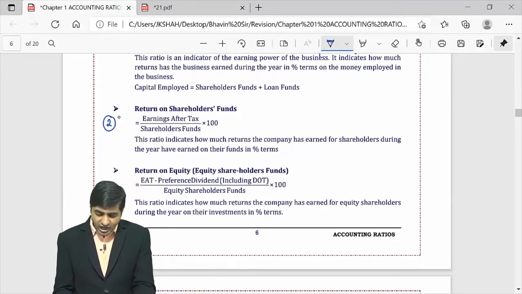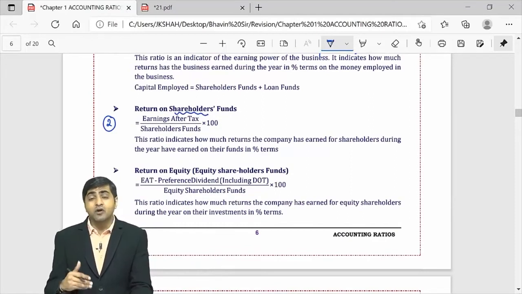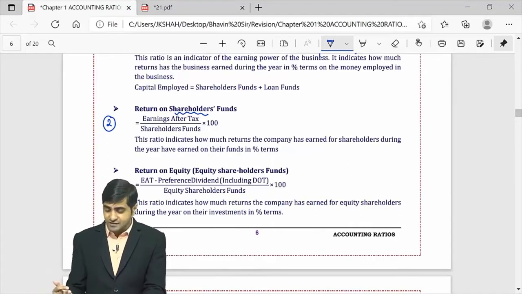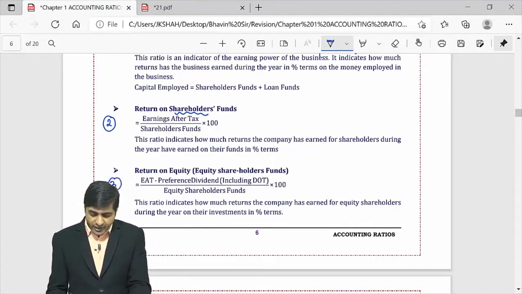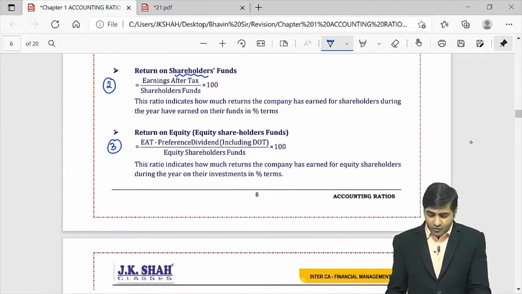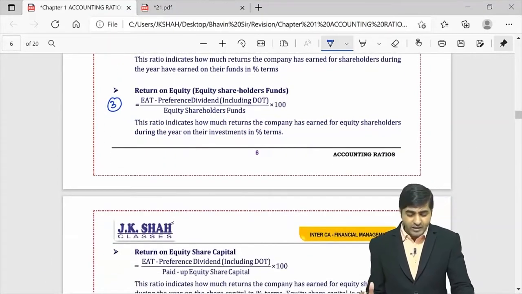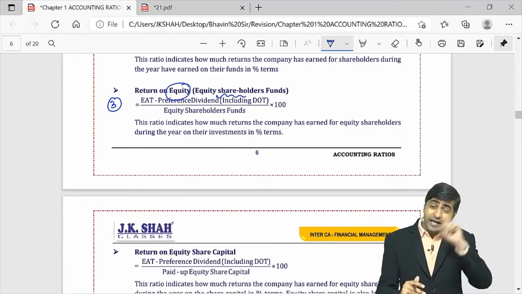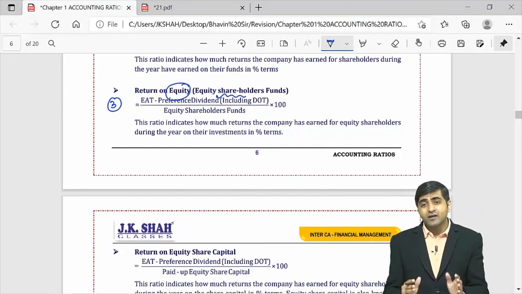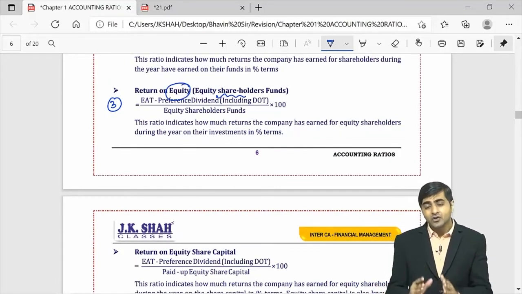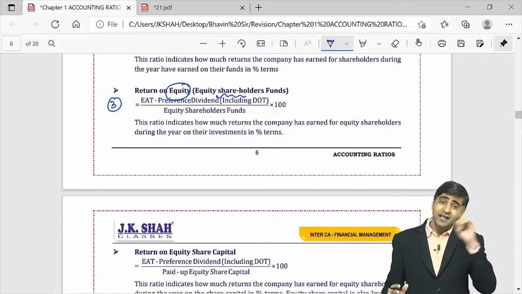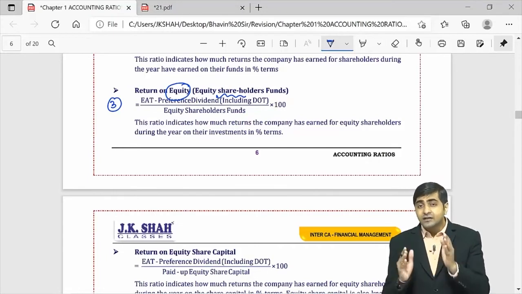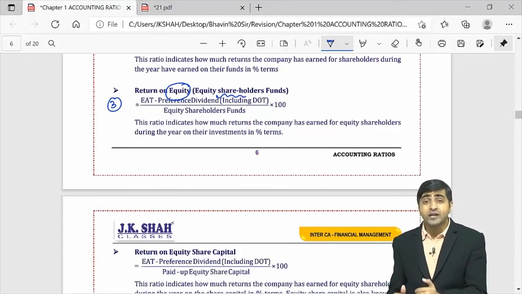Similarly, we have return on shareholders funds, which will have the net profit after tax, because that belongs to all the shareholders of the company, which we divide by shareholders funds into 100. Then we have return on equity, or equity shareholders funds. Always remember that whenever we are talking about return on equity, equity means equity shareholders funds. It does not mean the equity pertaining to debt equity. In that case, the debt equity had equity as shareholders funds. Here we have equity as equity shareholders funds.